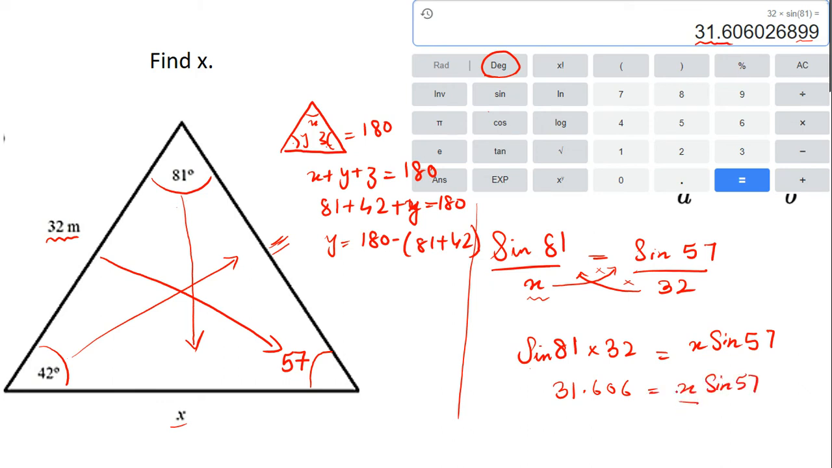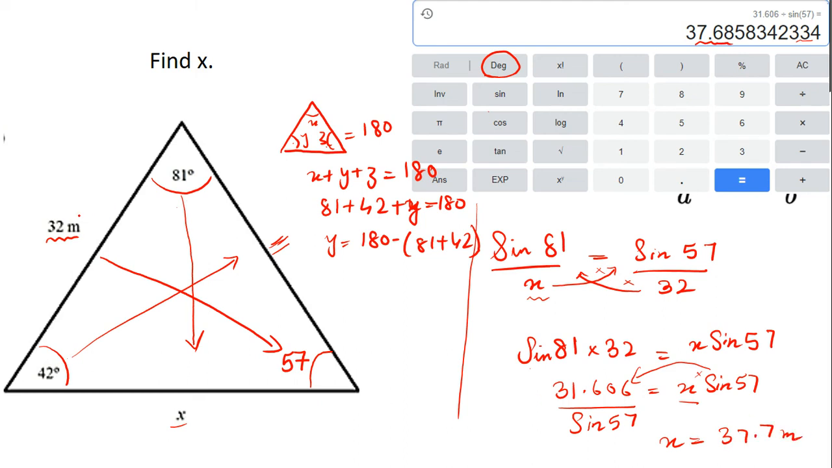Because I want to find my x, I have to isolate x or make x the subject. So sine 57 goes to the other side. Because x is in multiplication with the sine 57, when it goes to the other side, it turns into division. So 31.606 divided by sine 57. Again, make sure your calculator is set on degrees, and 31.606 over sine 57 is 37.685. So I can just round it off to 37.7. So my x here becomes 37.7 meters.